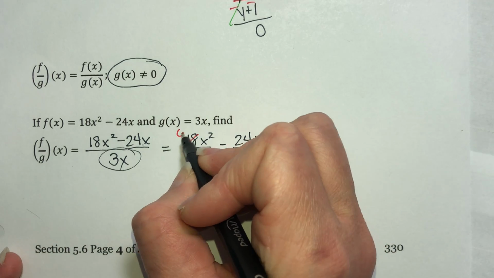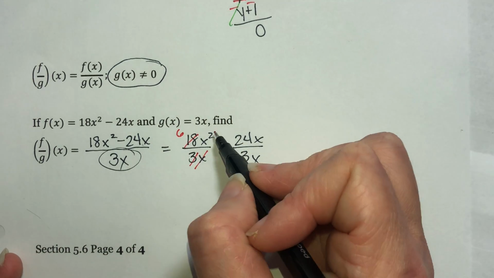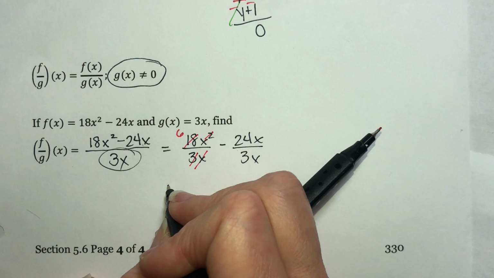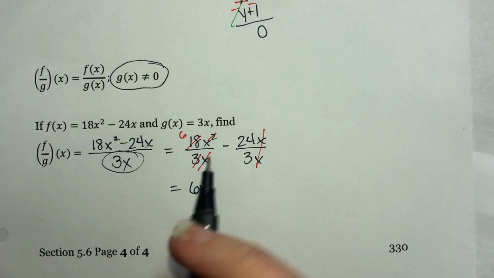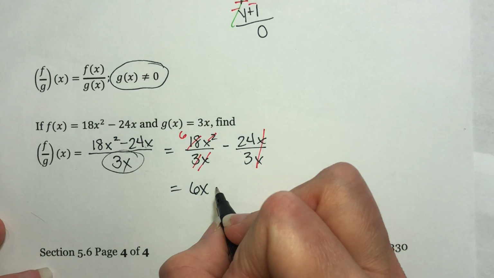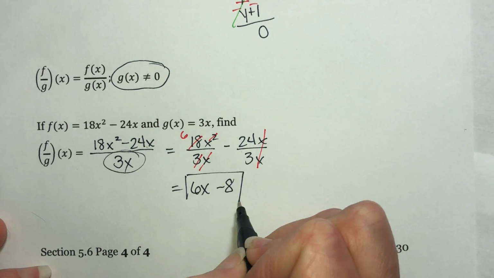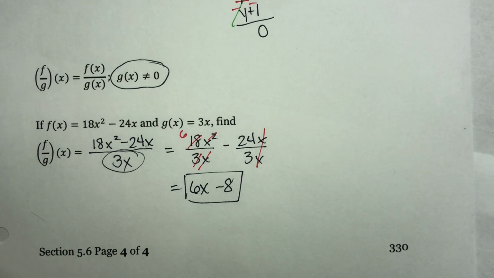3 goes into 18 6 times. This 1x cancels out one of those, so from the first fraction we get 6x. Here the x's cancel. 24 divided by 3 is 8. 6x minus 8 is your answer here. And that's the end of this chapter.